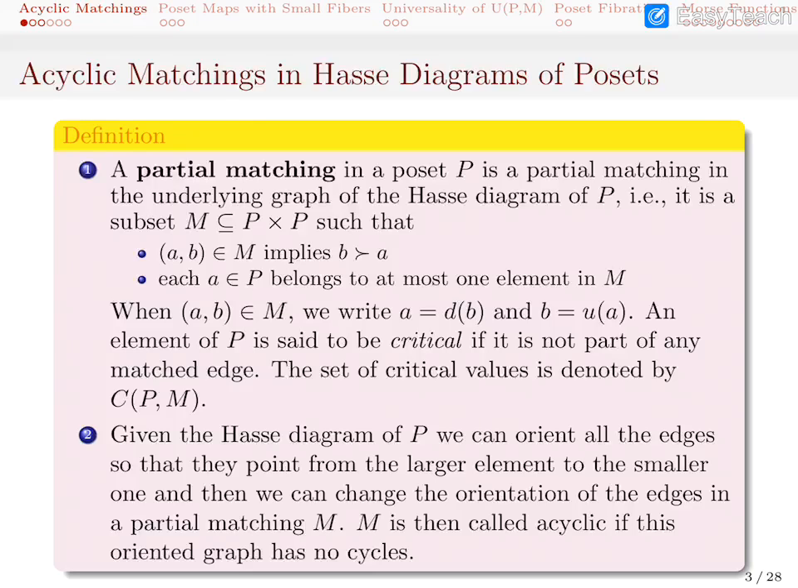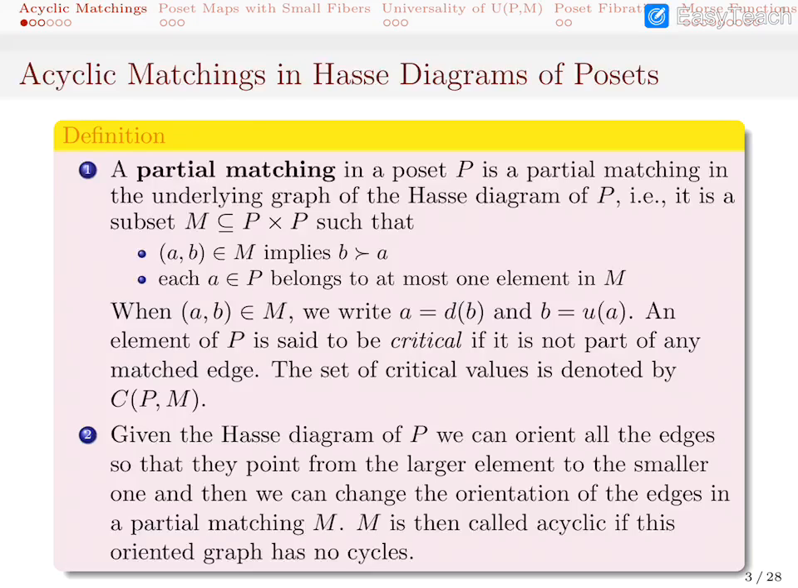M. So when AB belongs to M, this is just some notation, we write A equals D of B and B equals U of A. And an element of P is said to be critical if it is not part of any matched edge, and the set of critical values is denoted by C_P(M).